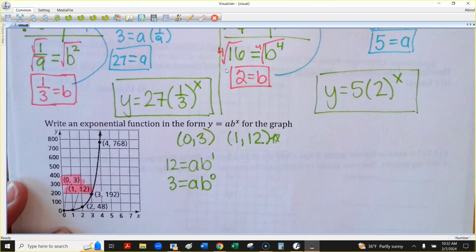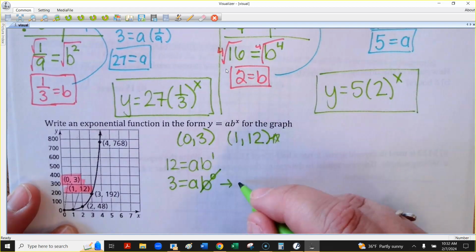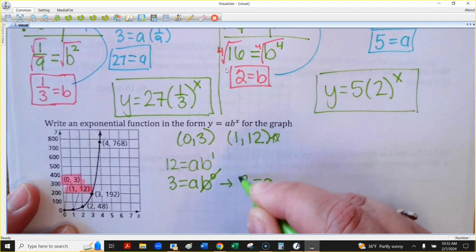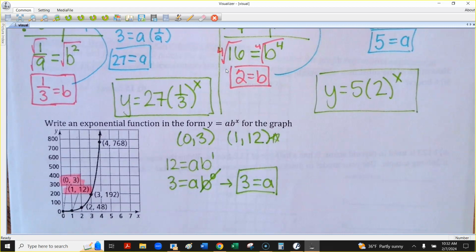What is anything to the 0 power? 1. So right now, I have my a value. If you can get a point that has 0 as the x coordinate, you can have your a value right away. So I don't even have to do a system here. I can just get the a value because this becomes 1.